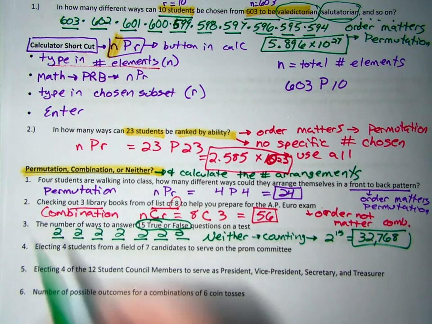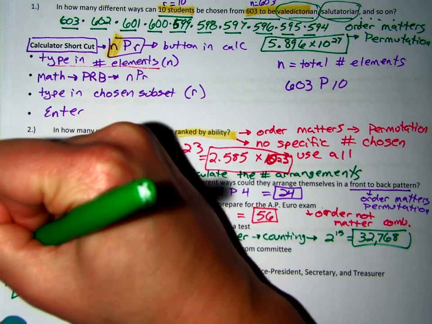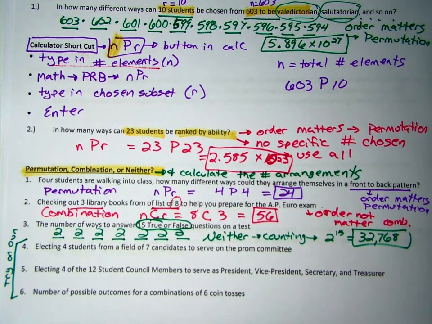Okay, so now you're going to go ahead and try 4, 5, and 6 on your own. And those we're going to check tomorrow in class. So remember to identify permutation, combination, or general counting, and what you would do with it.